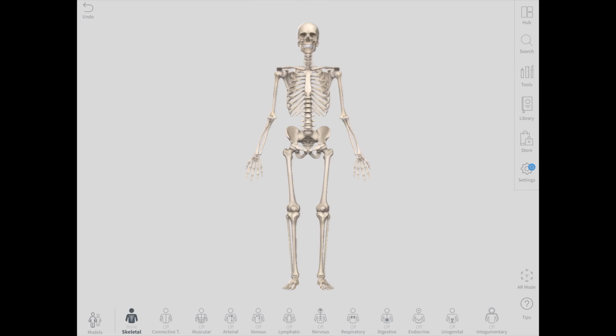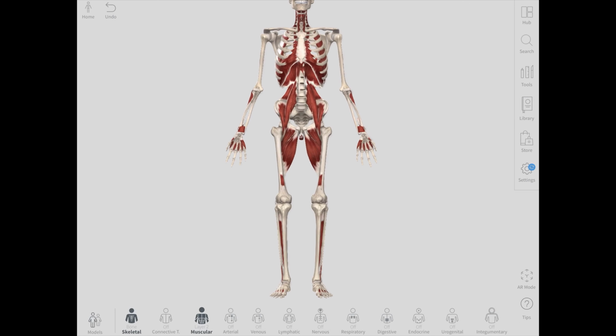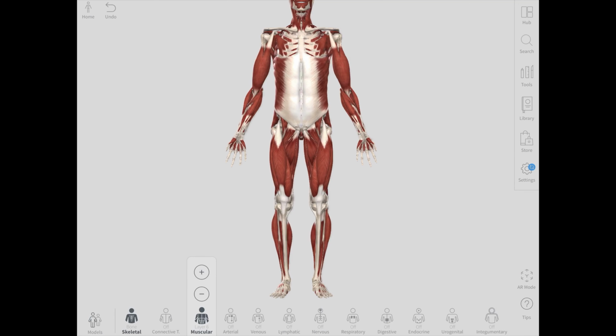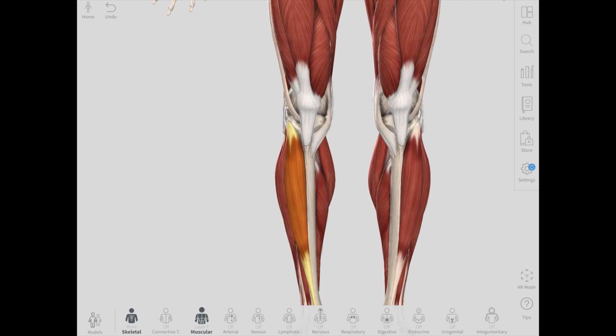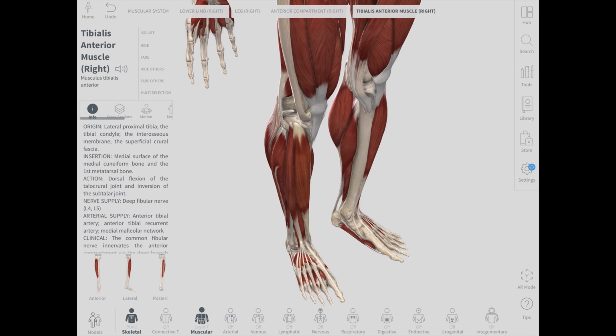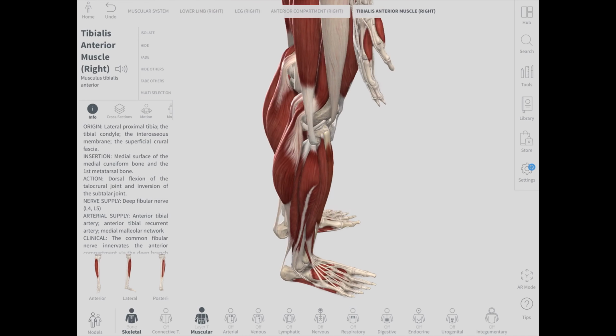And we'll come back to here, and I'm going to add some muscles to look at. So the first one we're going to look at is the tibialis anterior muscle. That pulls the foot up the way to dorsiflex.